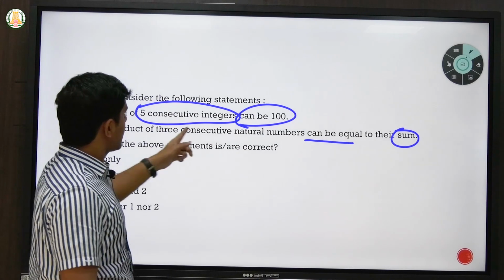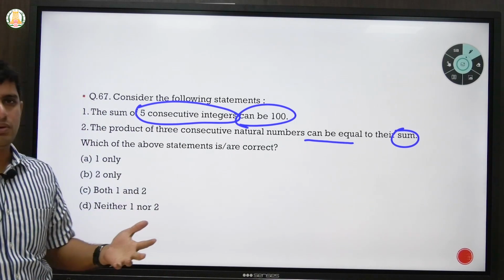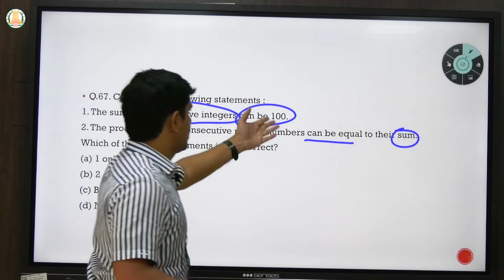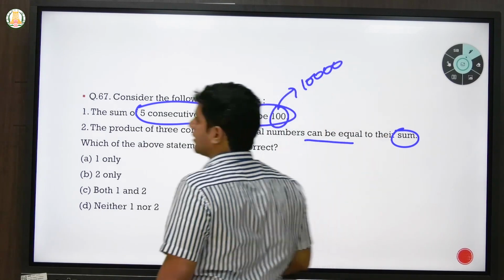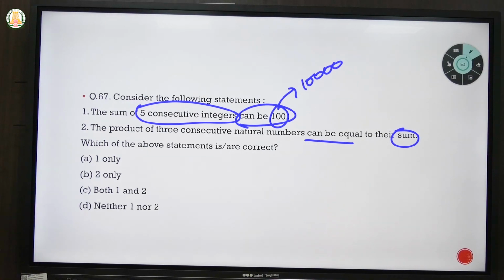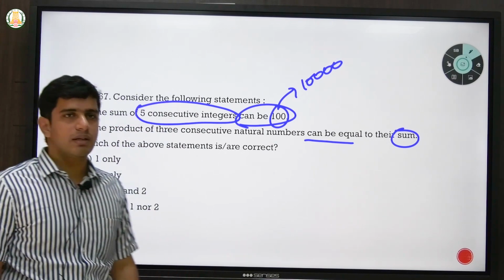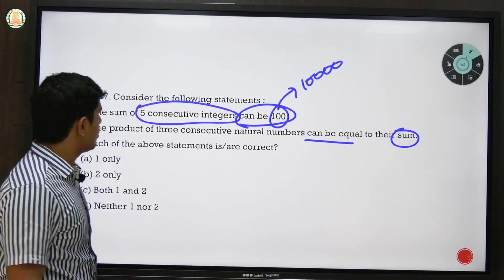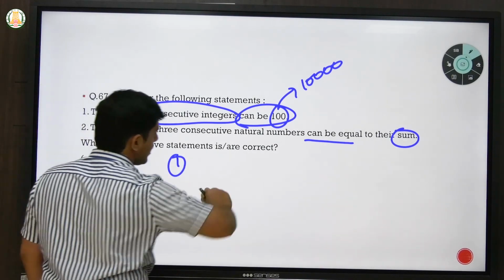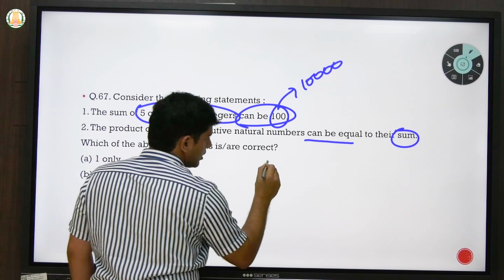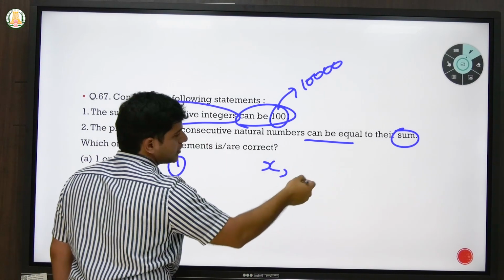So is it possible to have 5 consecutive integers whose sum will be 100? Let's say we don't know. The number here is 100, they could have given it as 10,000 also. Can you find out if the number is 500? So we should have a general kind of approach. What we do when we don't know is we assume things. So first let's only do the first statement. If there is a number x, what will be the next consecutive number?